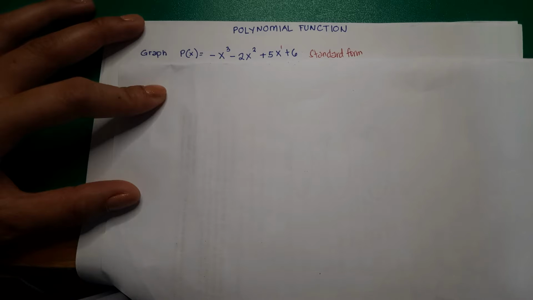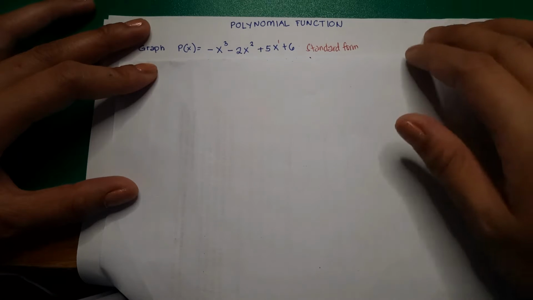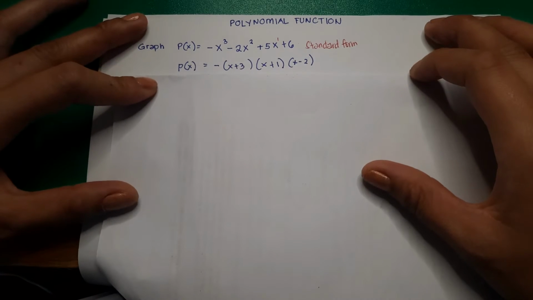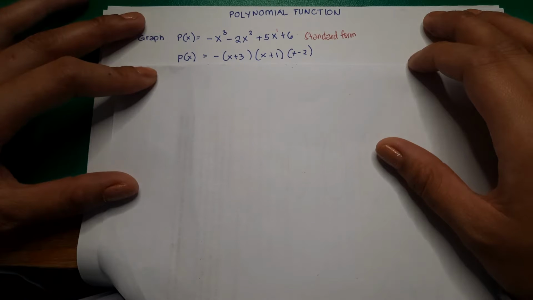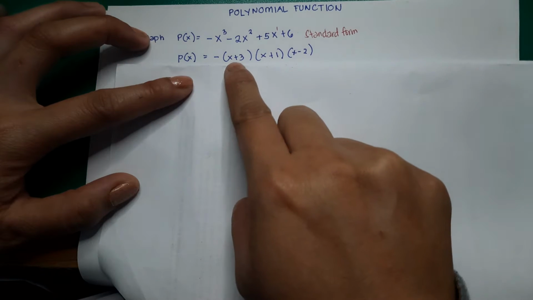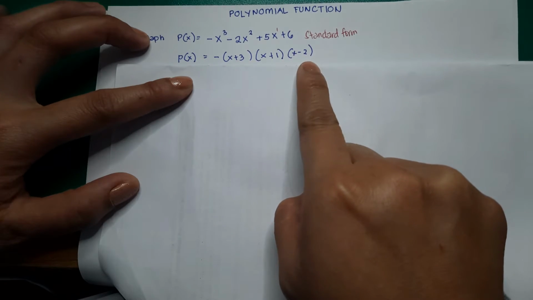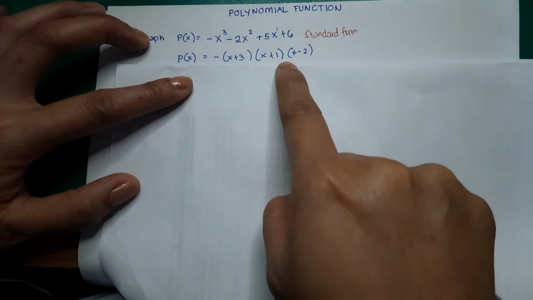So, how do we graph this? First, you need to factor it out. The factored form of this one is negative times x plus 3 times x plus 1 times x minus 2. So these are the factors.